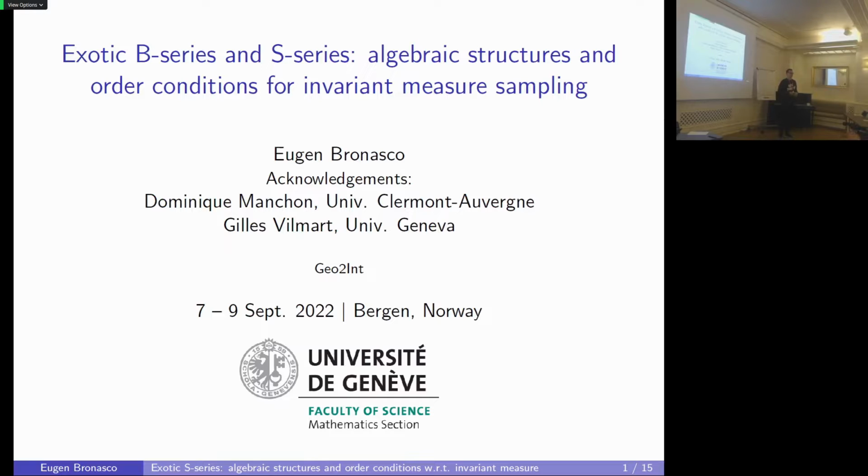In this presentation I will discuss how the formalism of rooted trees can be used in the stochastic context. We will also discuss ergodic integrators and the order conditions with respect to invariant measure.